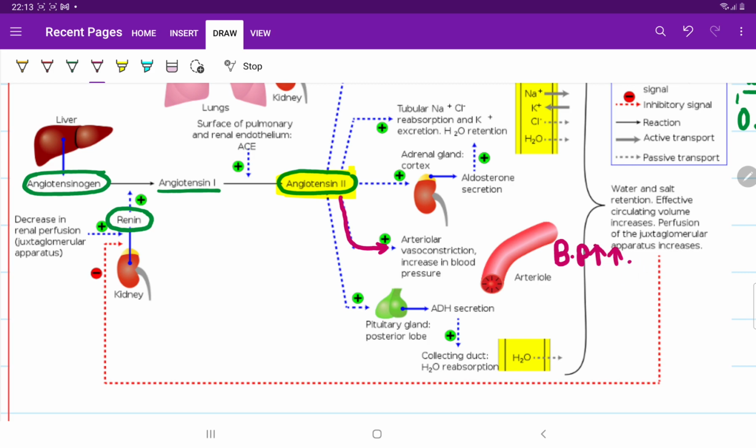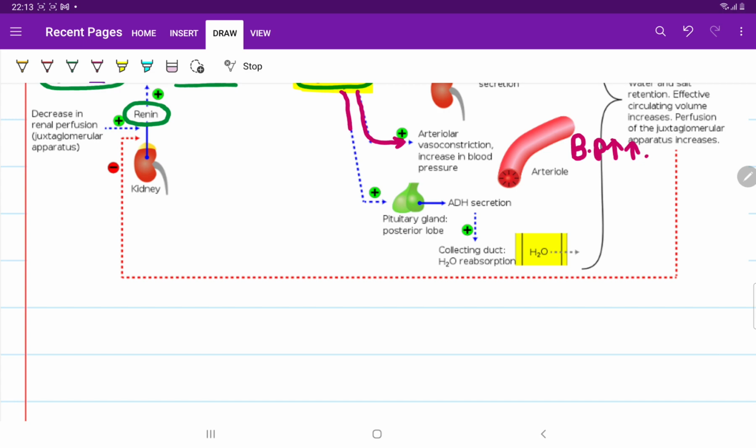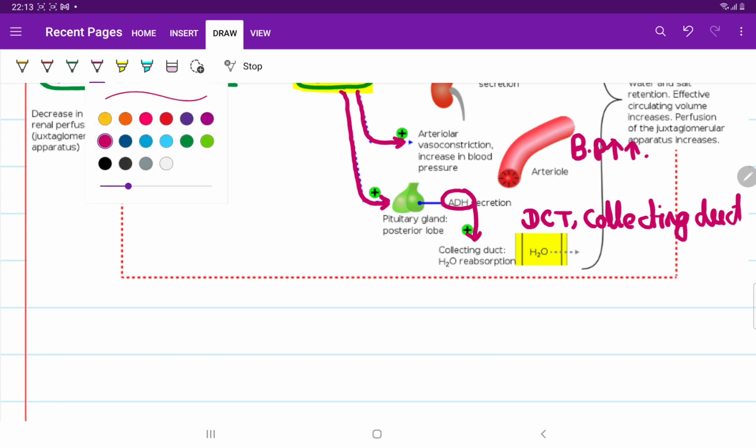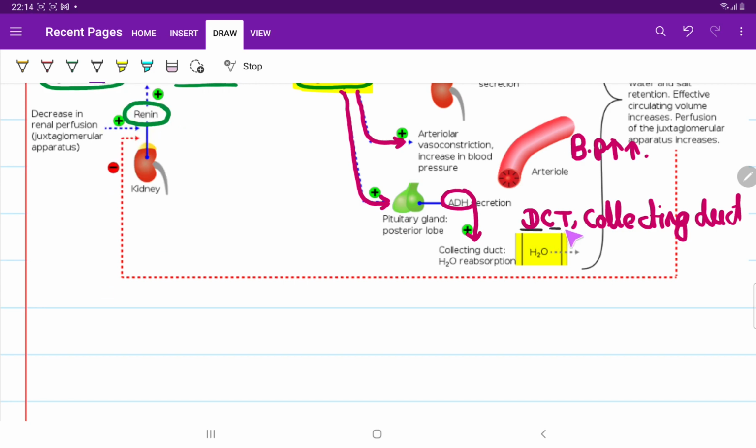Fine. In the second mechanism, angiotensin second activates the posterior pituitary to secrete antidiuretic hormone. This antidiuretic hormone acts on the distal convoluted tubule and on the collecting duct to absorb more and more water. The antidiuretic hormone, which is also called vasopressin, will cause absorption of water from the distal convoluted tubule.